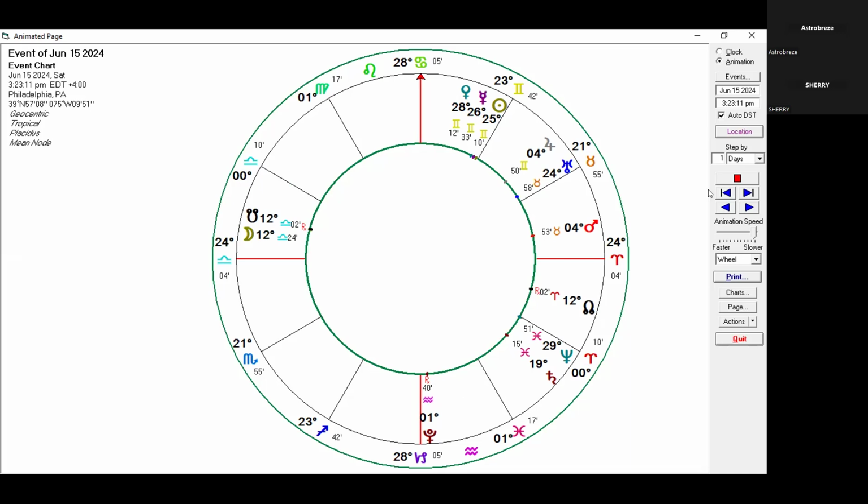Moon over the South Node in the collective at that degree. So it's kind of like, I think this has got to be on a higher level.